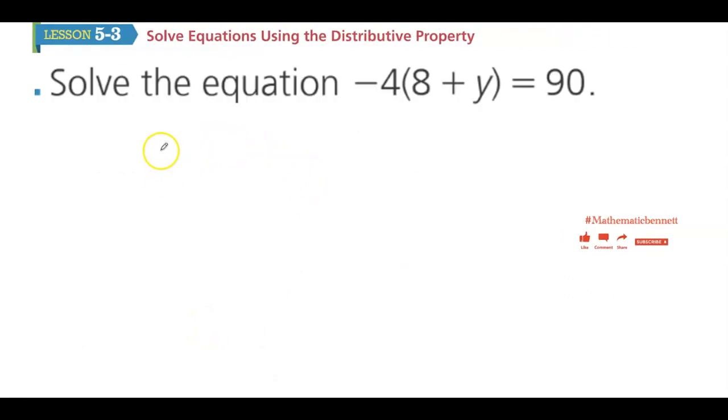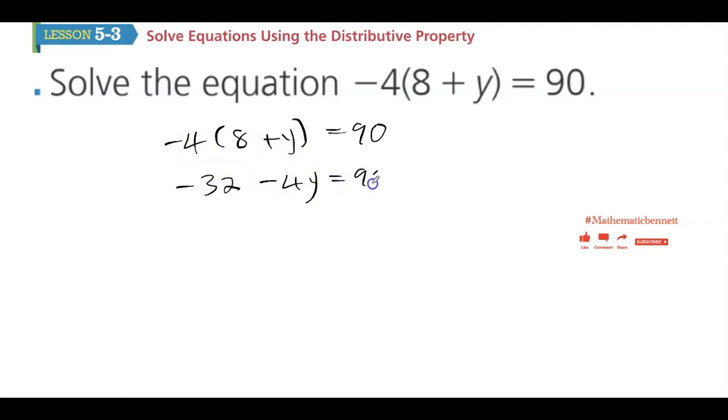Solve the equation. So we have negative 4 times the quantity 8 plus y is equal to 90. There is more than one way we could have done this. We could have divided both sides by 4, but we're going to use the distributive property since that's what this topic was all about. So negative 4 times 8 gives me negative 32. Negative 4 times y gives me negative 4y equals 90.